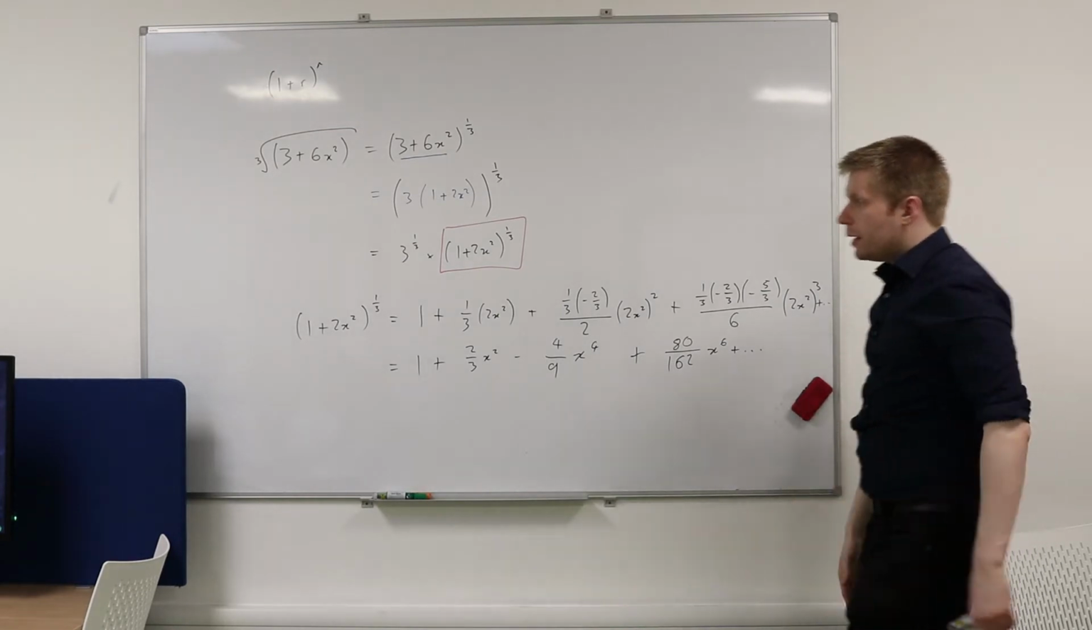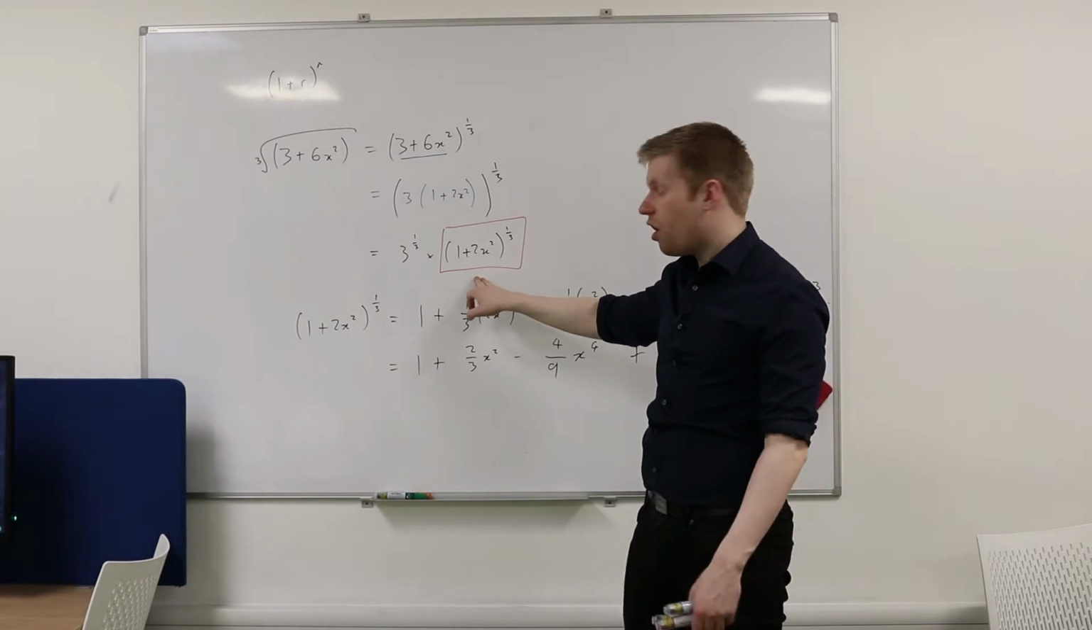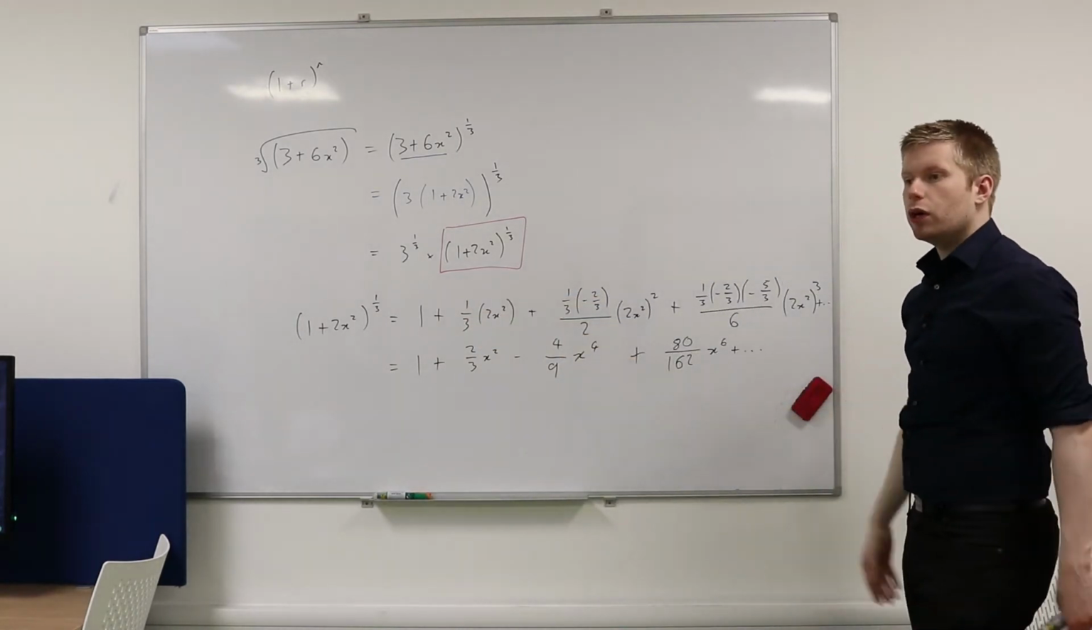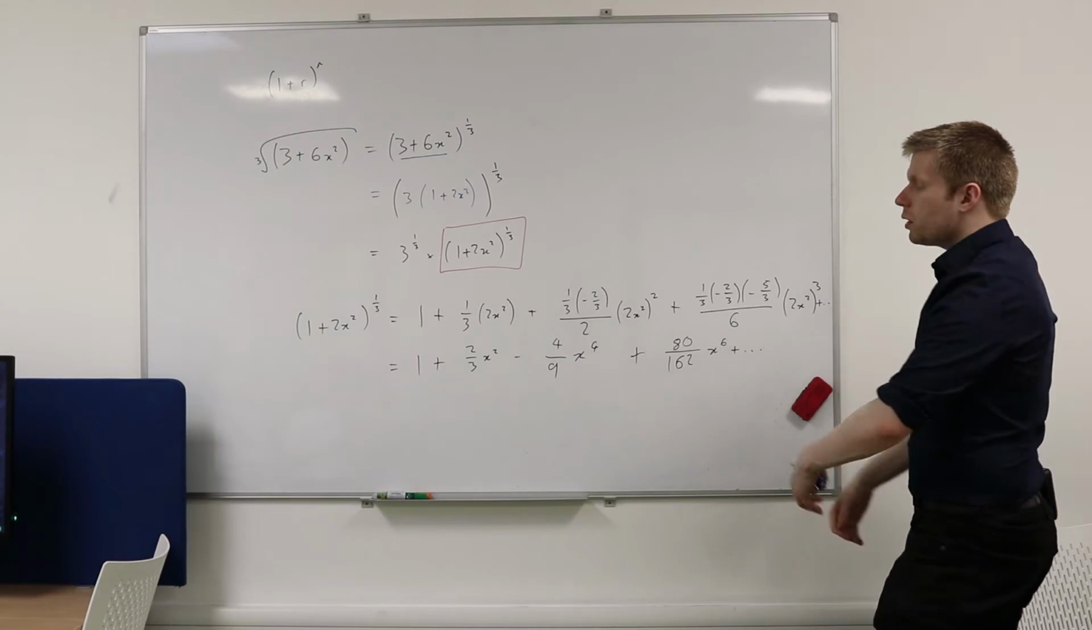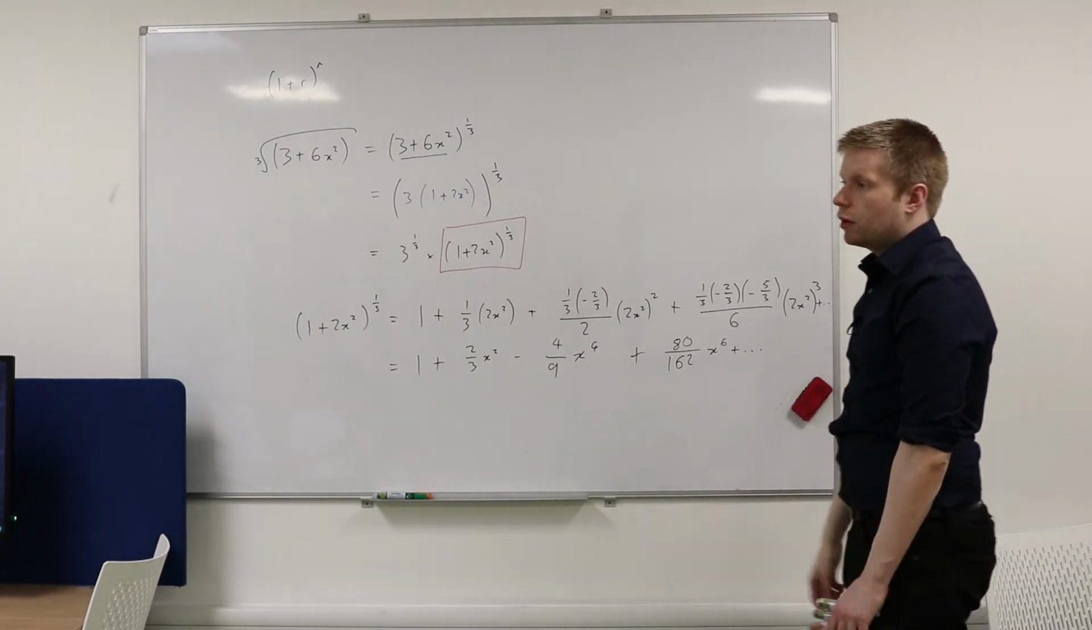Okay? So you're happy that this thing here, so the 1 plus 2x squared all raised to the power of a third, is just equal to that. Like, that's the first 4 terms. And obviously, if I included more terms, I'd be more accurate. But I think 4 terms is perfectly accurate for these kind of situations.